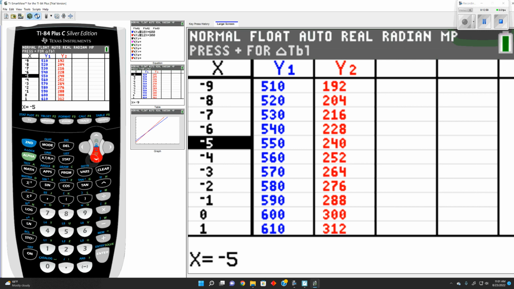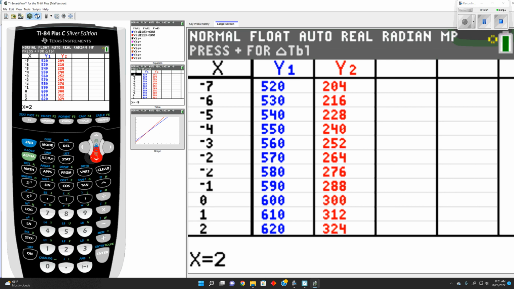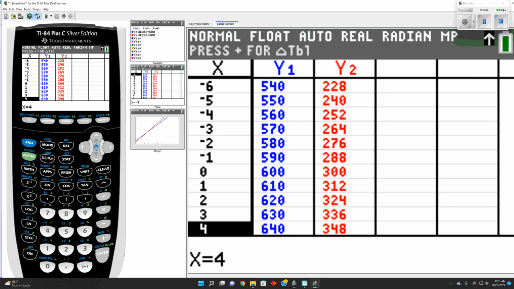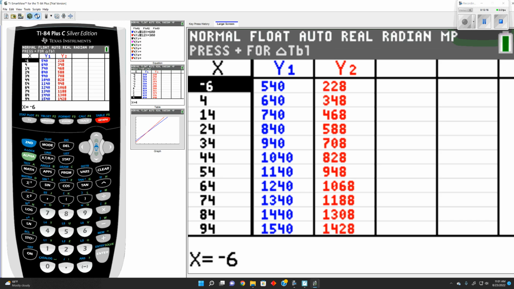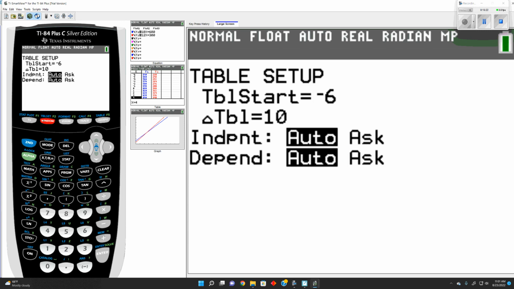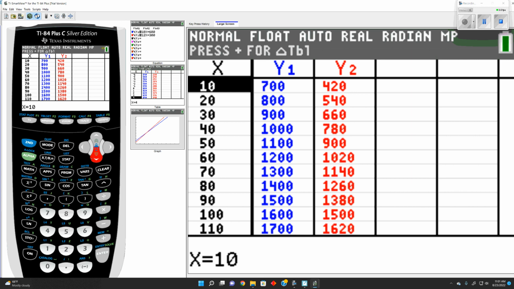So we could look at the overall costs going down. Let's say table set. Let's go by 10. Start 10, 10, second table. So 10, 20. So the one in blue is the resort. The one in red is Lakeside.